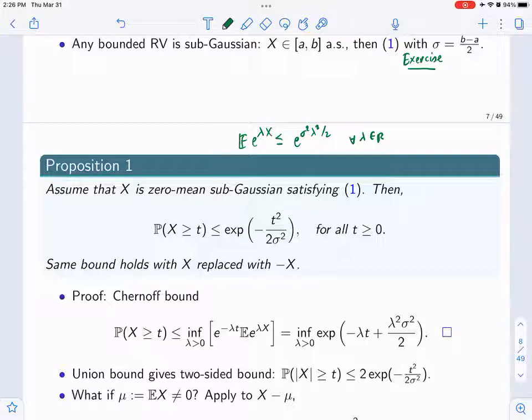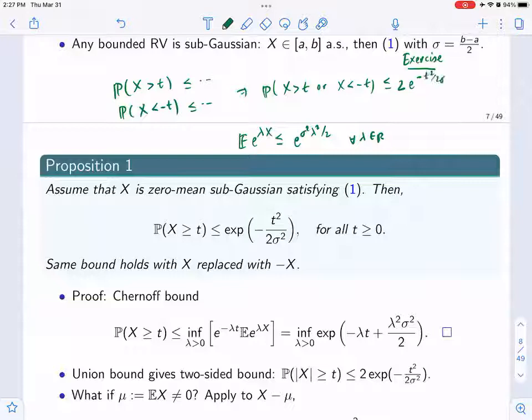So the exact same bound holds for negative x. If I put negative x here and then rearrange, I get the bound for the lower tail. So I have the probability that x is bigger than t is bounded like that, and then the probability that negative x is bigger than t, which is saying x is less than negative t, is bounded by the same quantity. So oftentimes I can combine them by the union bound. The probability that x is bigger than t or x is less than negative t is bounded by twice e to the negative t squared over 2 sigma squared.